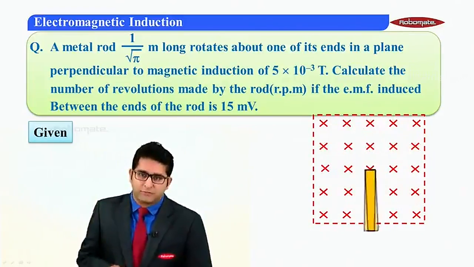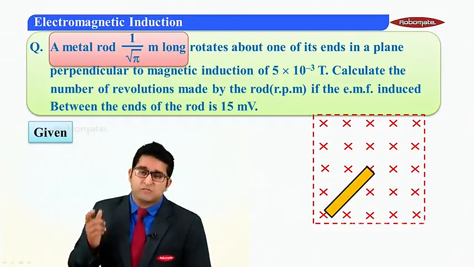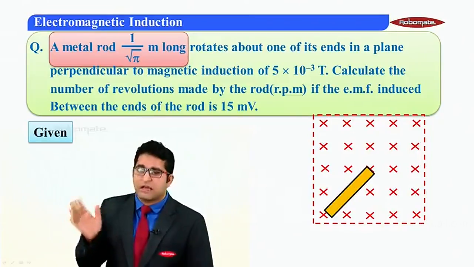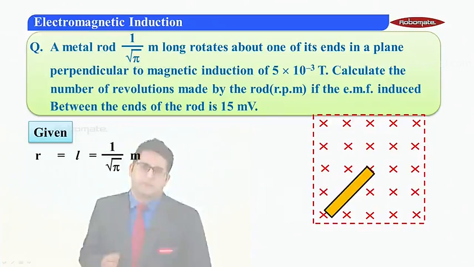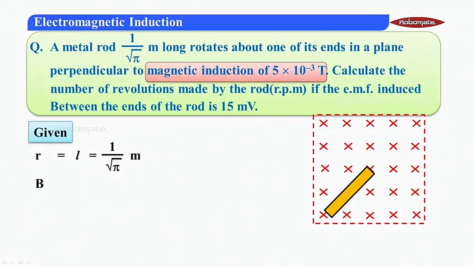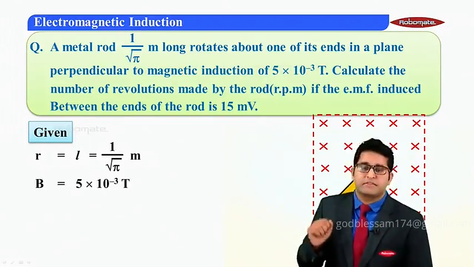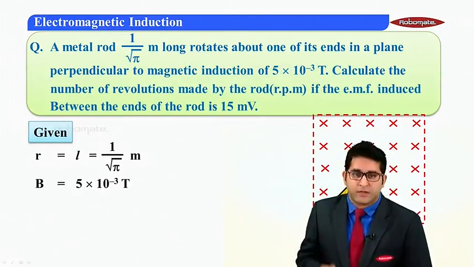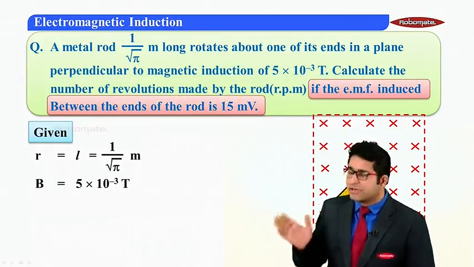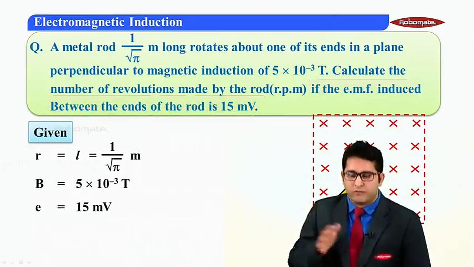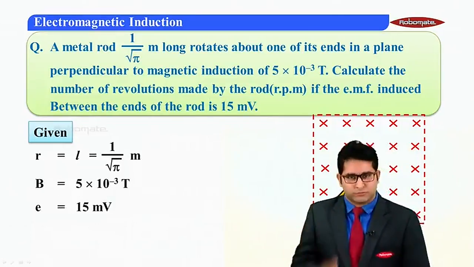Now let us write down the given data. Here we are provided with a metal rod which is 1 by root pi meter long, and this will also act as a radius. So I can say R is equal to L, and it is equal to 1 upon root pi meter. It is placed in a magnetic field of induction 5 into 10 raised to power minus 3 Tesla. So therefore I can write B is equal to 5 into 10 raised to power minus 3 Tesla. EMF induced is 15 millivolts. So I can write E is equal to 15 millivolt, which can be further written as 15 into 10 raised to power minus 3 volts.